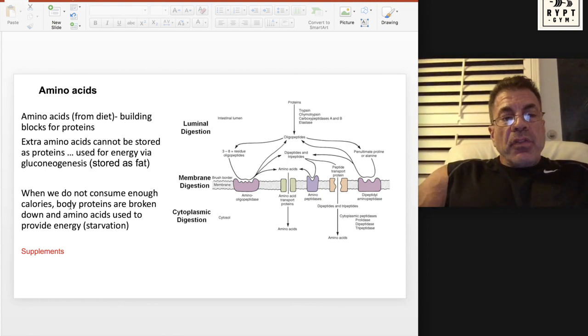If we don't consume enough protein, then the body will look to the body's proteins and break them down for energy. So that's really what starvation is, and we'll get into ketone bodies in another lecture.